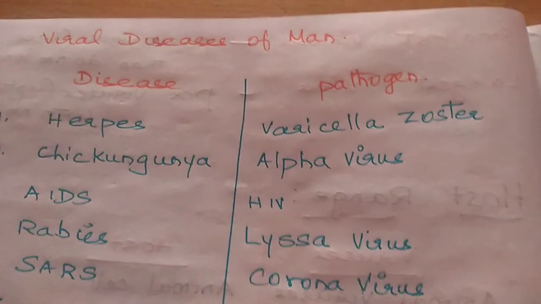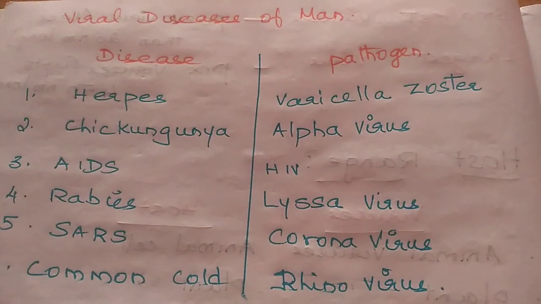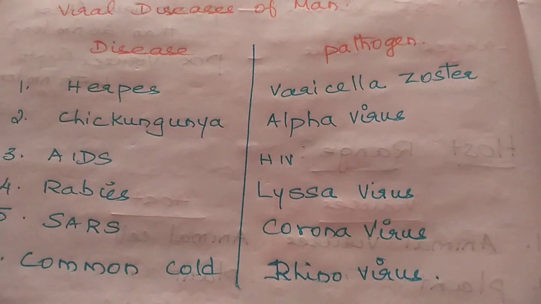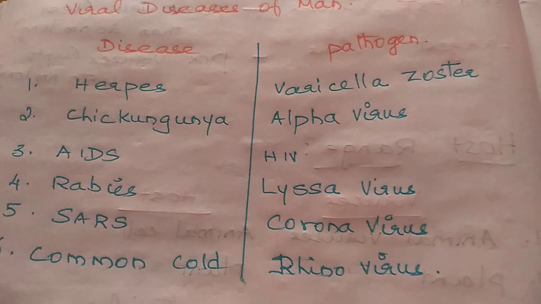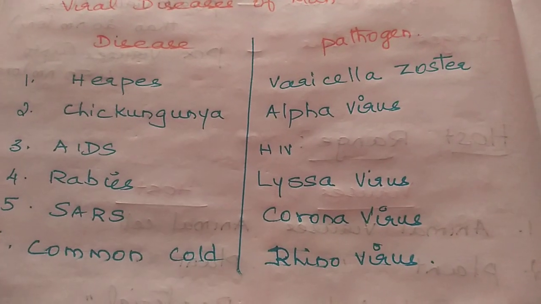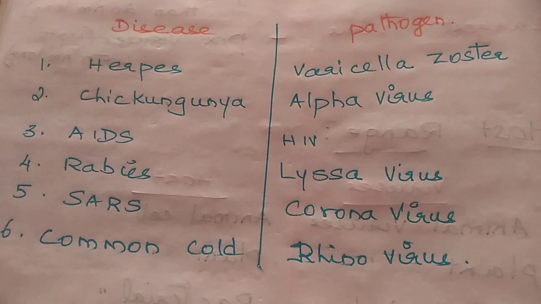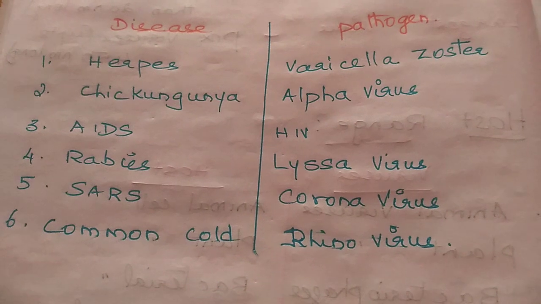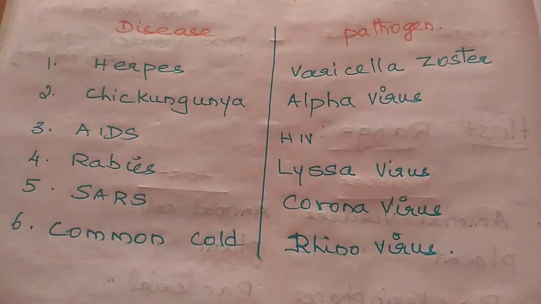And next, viral diseases of man. Herpes is a viral disease. It is caused by varicella zoster. So varicella zoster causes herpes disease. And chikungunya is caused by alpha virus. AIDS, you all know that it is caused by human immunodeficiency virus, HIV. Rabies is caused by Lyssa virus. And SARS is caused by coronavirus. And common cold is caused by rhinovirus.